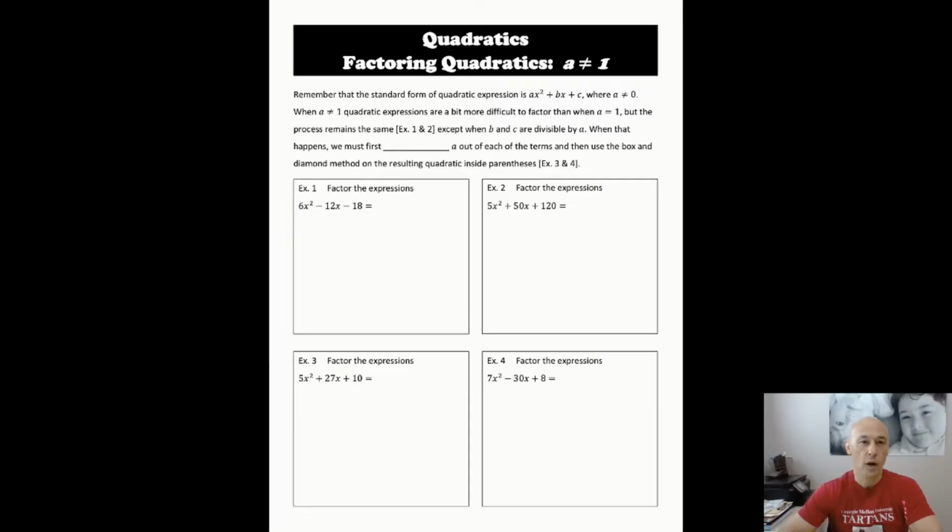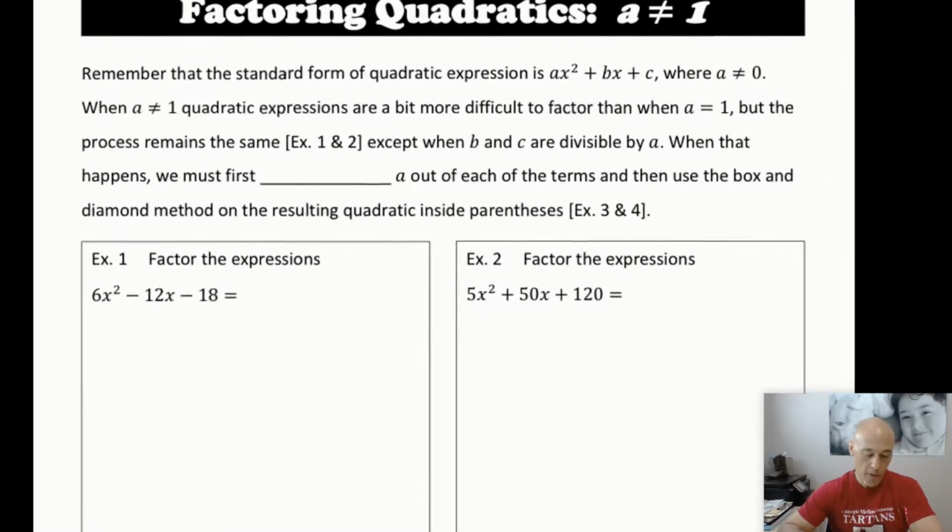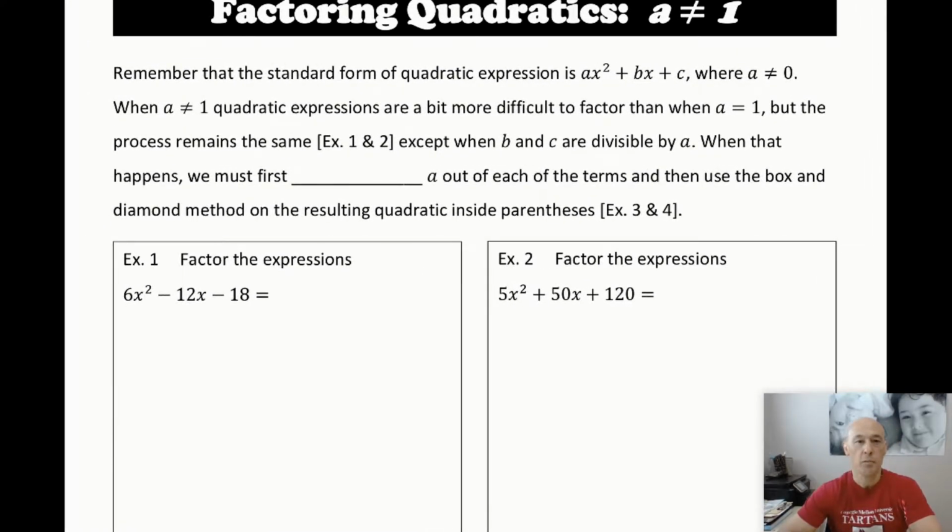Quadratics. Factoring quadratics, a not equal to 1. Remember that the standard form of a quadratic expression is ax squared plus bx plus c, where a does not equal 0. When a is not equal to 1, quadratic expressions are a bit more difficult to factor than when a equals 1, but the process remains the same. Examples 1 and 2, except when b and c are divisible by a.